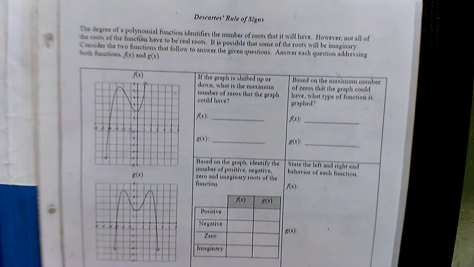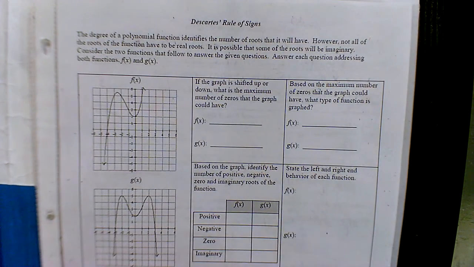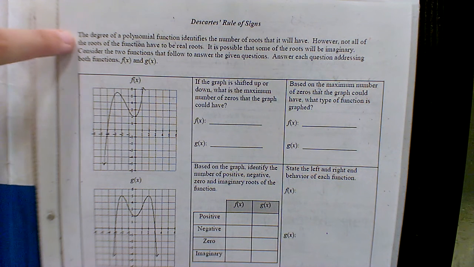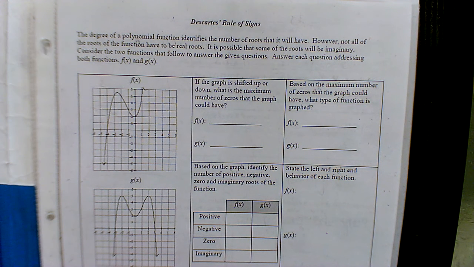If you take a look on page 173, and you start to read the little paragraph at the top of the page, it says the degree of the polynomial function identifies the number of roots, aka x-intercepts, aka zeros, all those synonyms. We've already discussed that. Didn't we say that if we add up all the multiplicities from the x-intercepts, we would get the degree? That's what that's referring to.